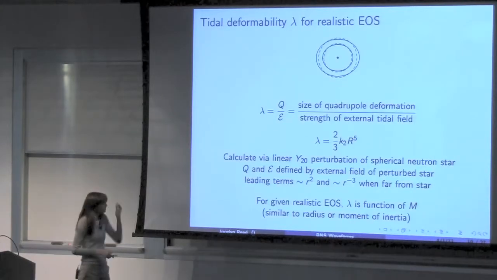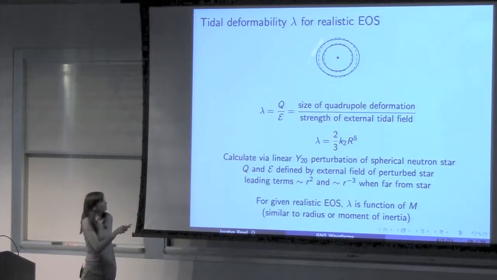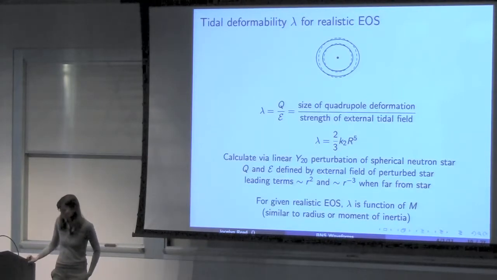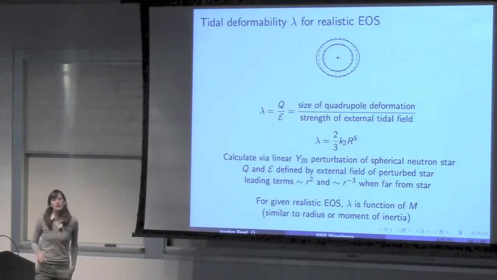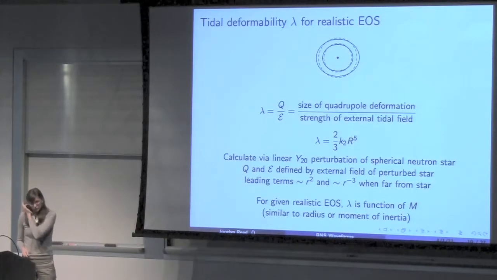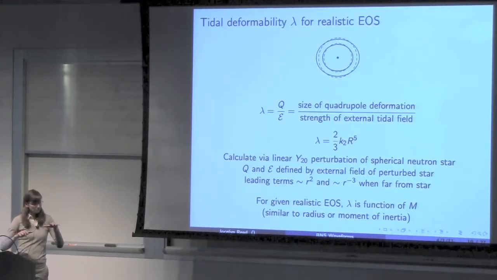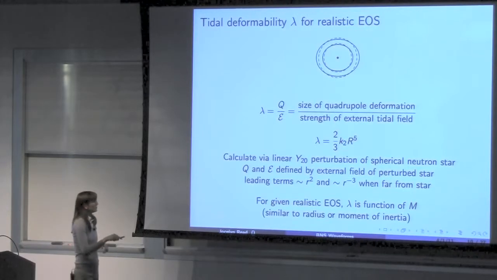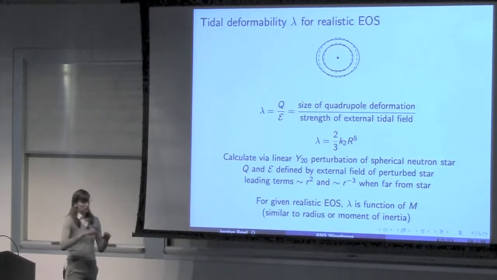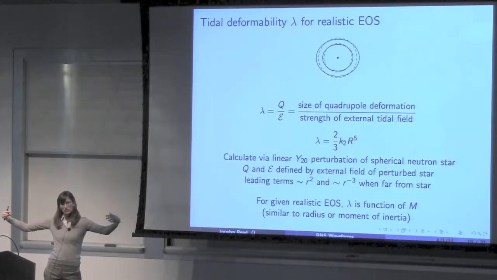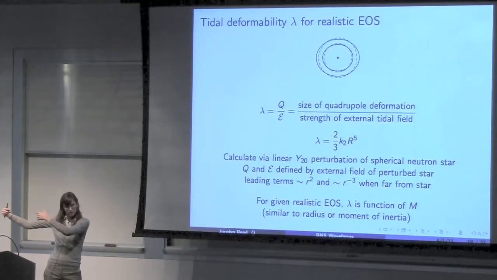So the tidal deformation itself you can do by just modifying a spherically symmetric model of a neutron star, and you induce a perturbation on the star of the harmonic form, the Y20 form. So this is something that's got this symmetric extension on the axis towards the other star.